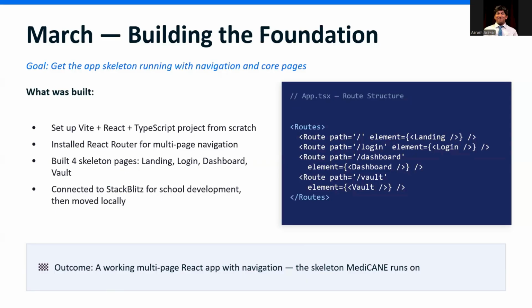This slide shows the route structure. Every page in the app maps to a route, and React Router handles navigating between them. So by the end of March, I had a working multi-page app that I could actually run in my browser.